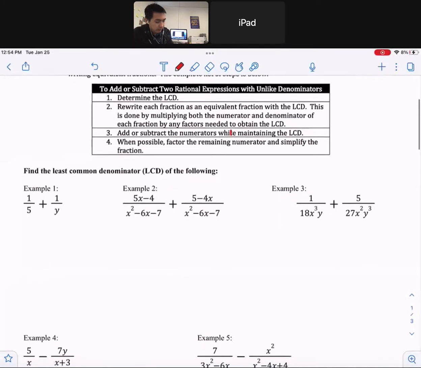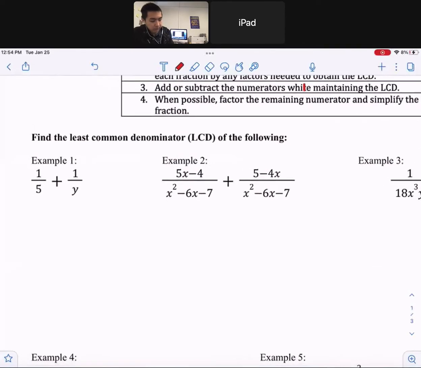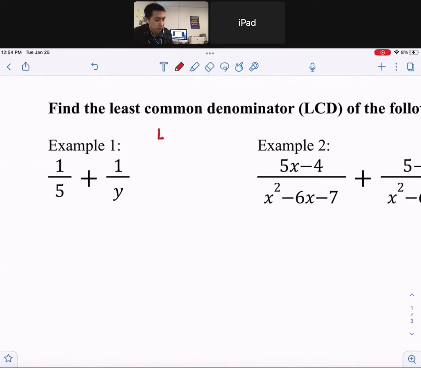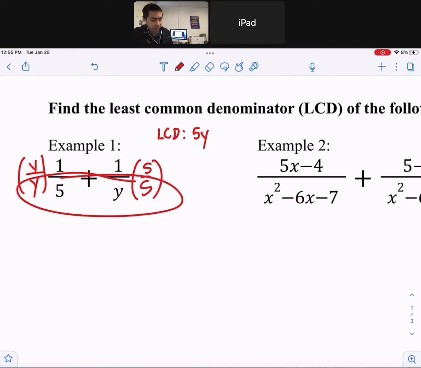So here we have these examples. Now, we have to figure out what the LCD is. The thing you should take away from today: if they have the same denominator, then you can add the numerators together, only if both fractions have the same denominator. So the LCD for this problem is 5y. That means we need to get both of these denominators to be 5y. For this one, multiply top and bottom by y. This one, multiply top and bottom by 5. Because then both of them will be 5y.